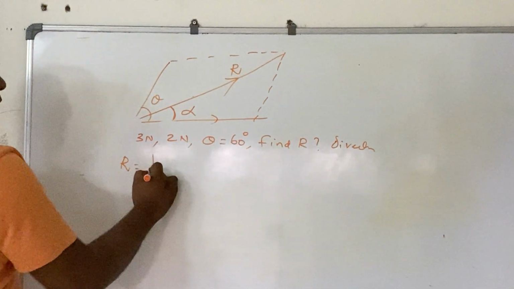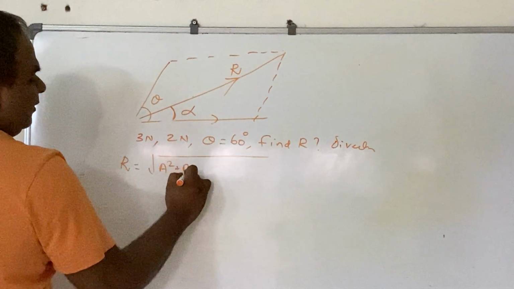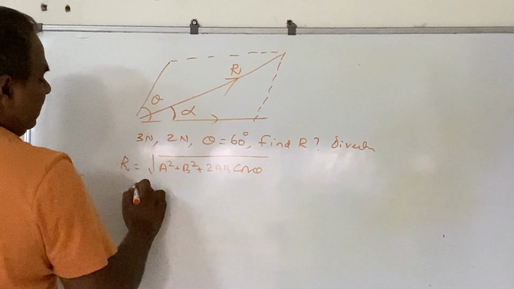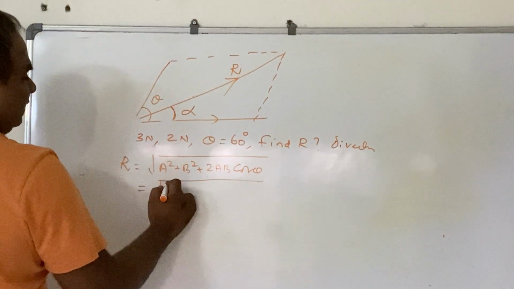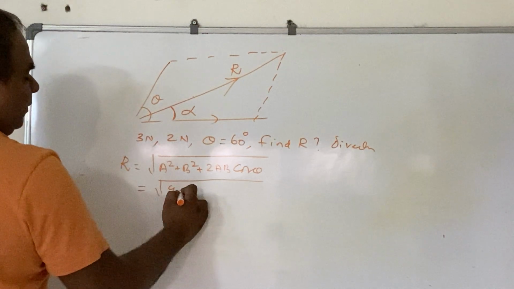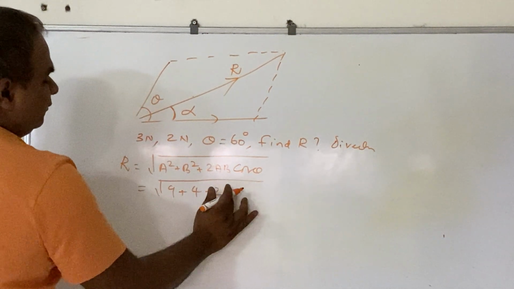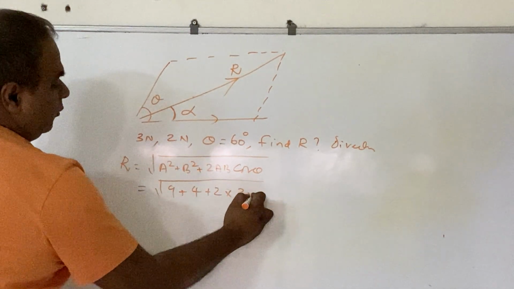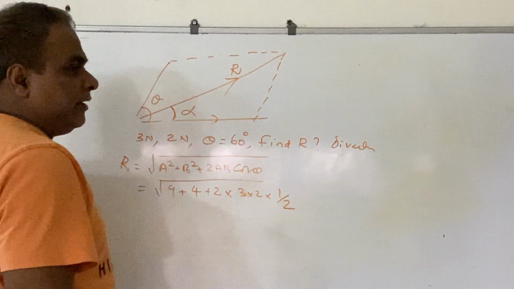R is equal to root of, the formula is a square plus b square plus 2ab cos theta. Then it would be root of 3 square, 9, plus 4, plus 2ab, that is 2 into 3 into 2, cos 60. Cos 60 means 1 by 2, you know it.